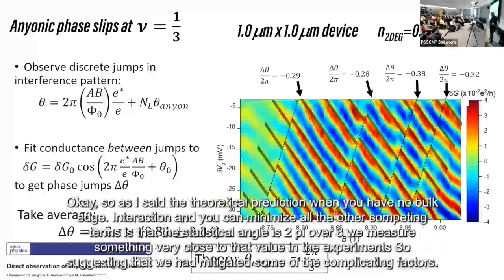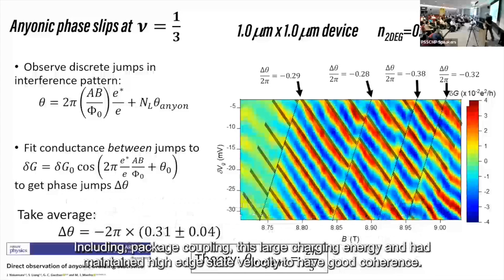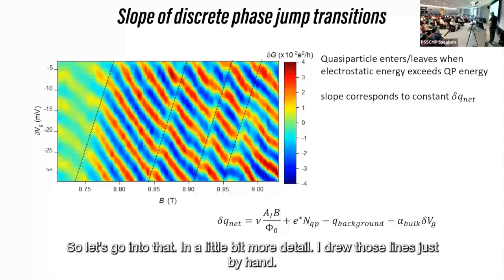Okay, so as I said, the theoretical prediction, when you have no bulk edge interaction and you can minimize all the other competing terms, is that the statistical angle is 2 pi over 3. We measure something very close to that value in the experiment, suggesting that we had mitigated some of the complicating factors, including bulk edge coupling, this large charging energy, and had maintained high edge state velocity to have good coherence. So let's go into that in a little bit more detail.